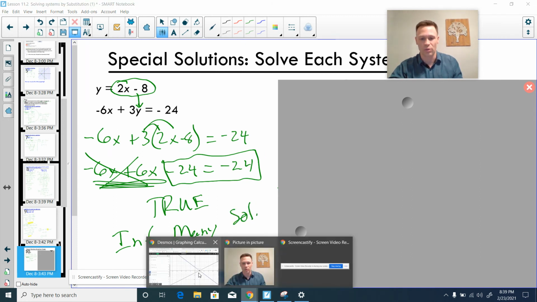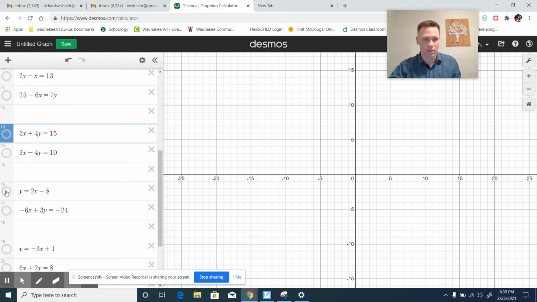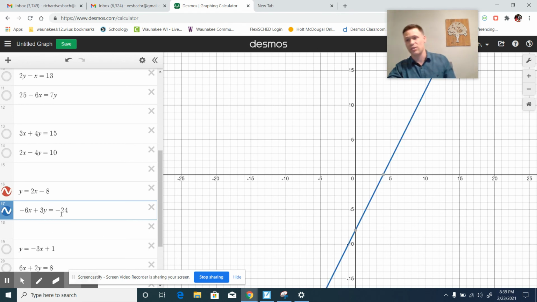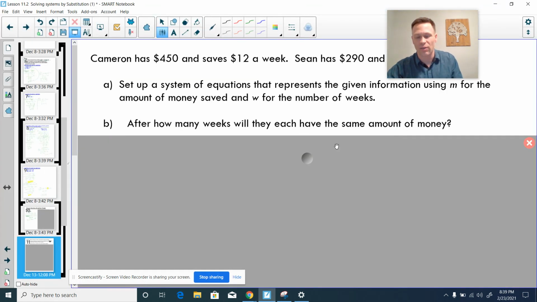So let me show you what those two look like graphically. There are the two lines, and notice you cannot see one from the other. There's this one graphed, there's this one graphed, and when they're together, you can't tell them apart because they're the same line, infinitely many solutions. Okay, I have the next one already done for us.